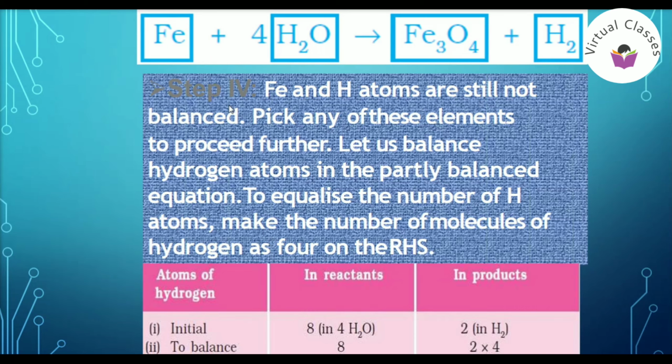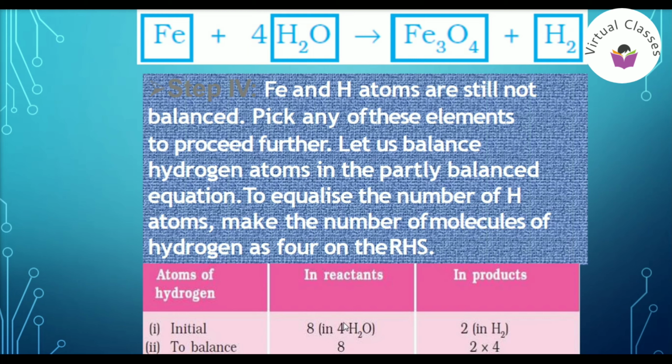Now, in step 4, Fe and H atoms are still not balanced. Pick any of these elements to proceed further. Let us balance hydrogen atoms in the partly balanced equation. To equalize the number of hydrogen atoms, make the number of molecules of hydrogen 4 on the RHS.